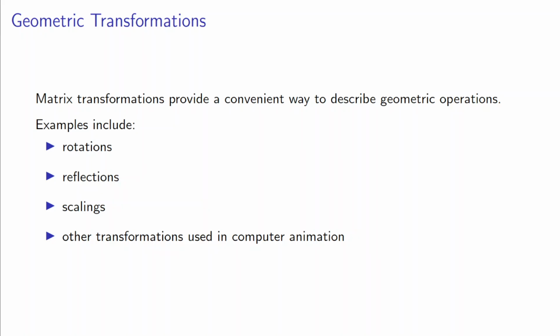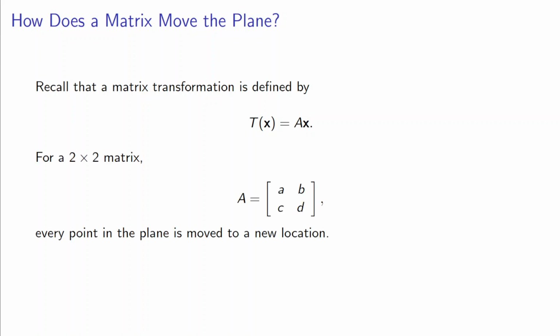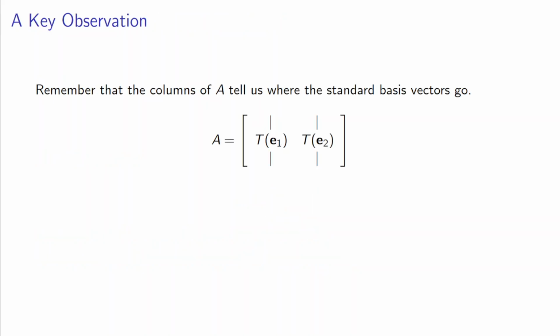Matrix transformations provide a convenient way to describe geometric operations such as rotations, reflections, scalings, and other transformations used in computer animation. Recall that the matrix transformation is defined by T of x equals Ax. For a 2 by 2 matrix A equals [a b; c d], every point in the plane is moved to a new location. The matrix describes how the entire plane is transformed.